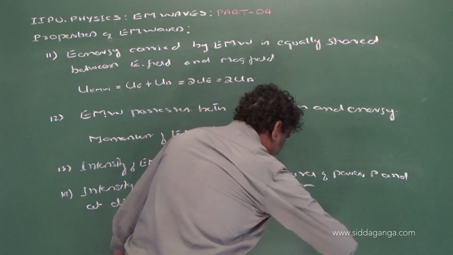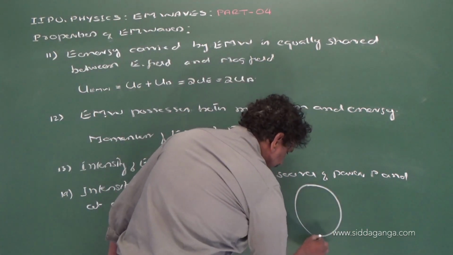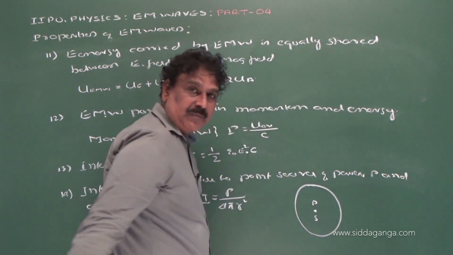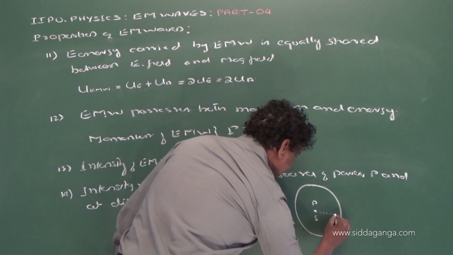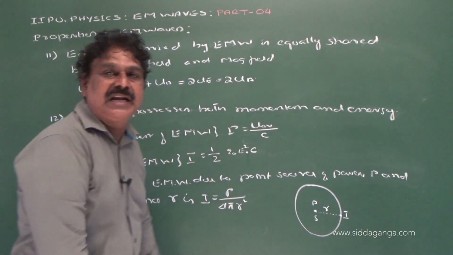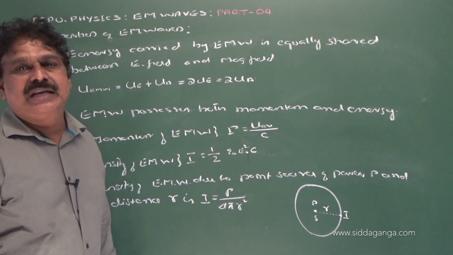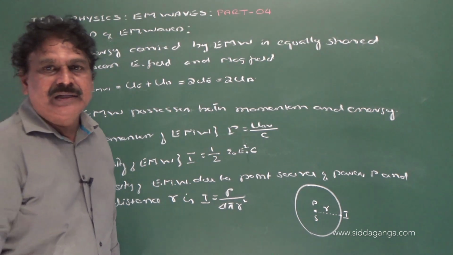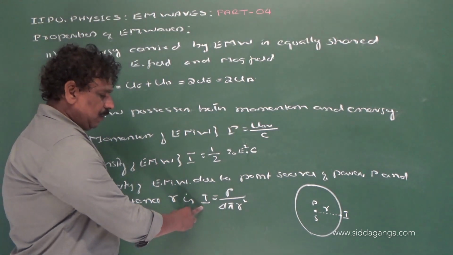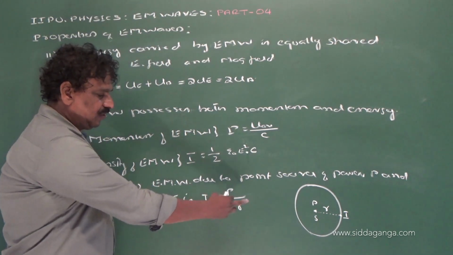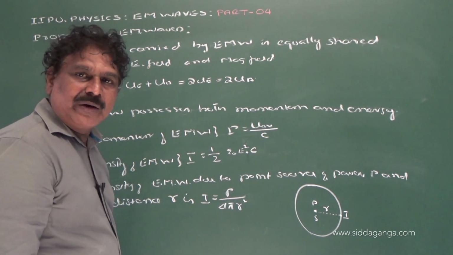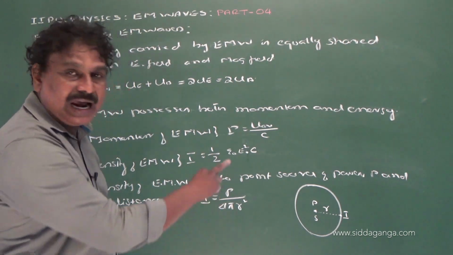Now, we can take here, this is the source with power P, and it is the distance R, and I is the intensity at that point. If the source is a point source, then the energy spreads over a sphere, and here I is equal to P by 4 pi R square. 4 pi R square is the area of the sphere over which energy is falling at that point.